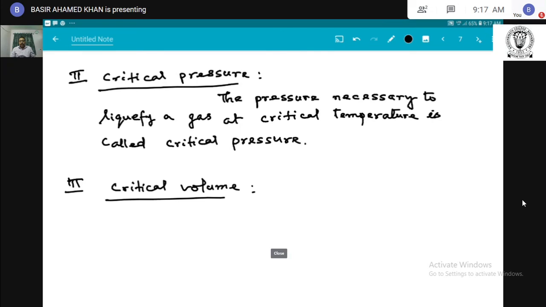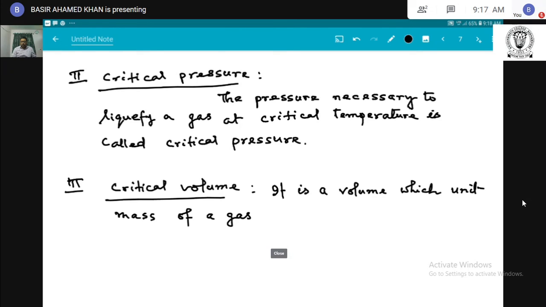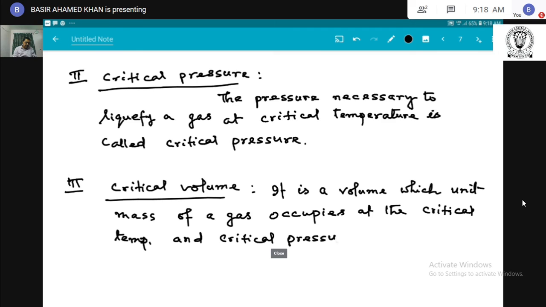Now critical volume. It is the volume which a unit mass of a gas occupies at the critical temperature and critical pressure. This is the critical volume. That means the volume which a unit mass of a gas occupies at the critical temperature and critical pressure.